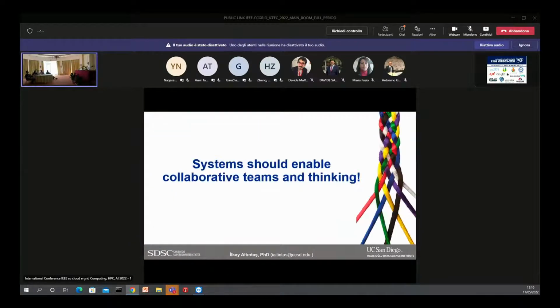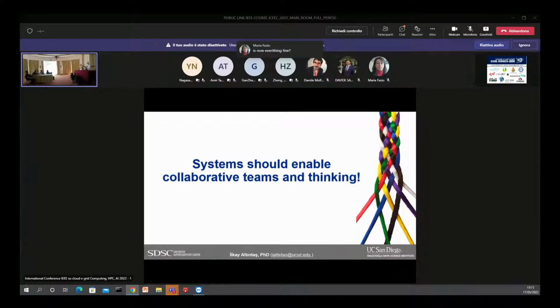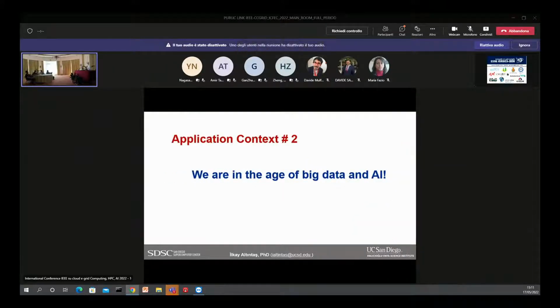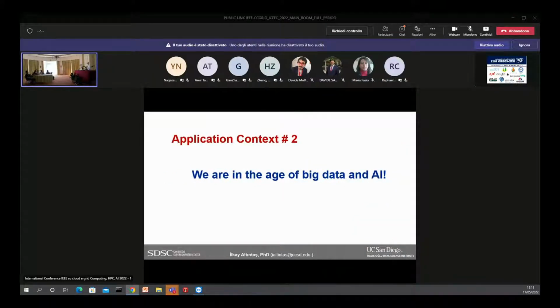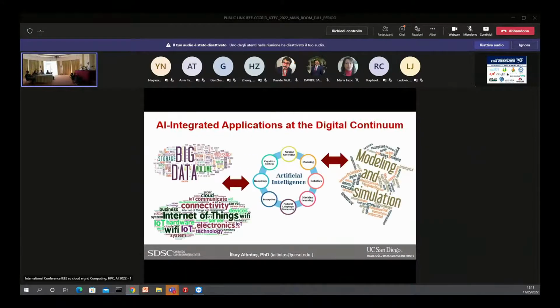Got it. So what I was saying is our systems should enable this collaborative thinking and collaborative teams. So how do we do this? It's one of the problems. The second is, I think our keynote speaker this morning did a really good job talking about IoT and applications of it and the challenges of it.